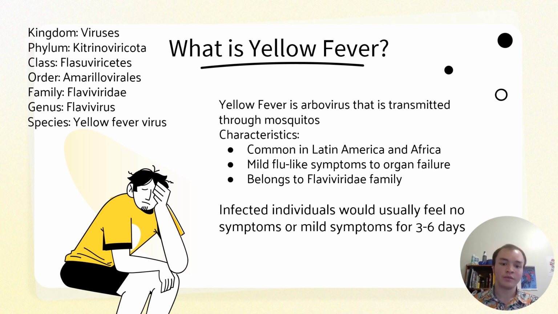So symptoms would normally range from mild, flu-like symptoms such as fever, chills, loss of appetite, nausea, muscle aches, but it could range to more dangerous symptoms such as organ failure or jaundice, which is where yellow fever got its name from, as jaundice would cause the yellowing of the skin and the eyes, hence yellow fever.